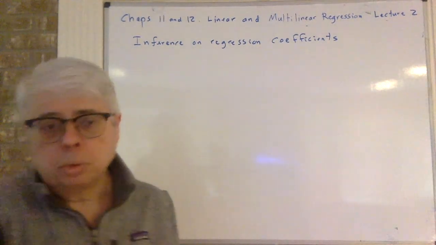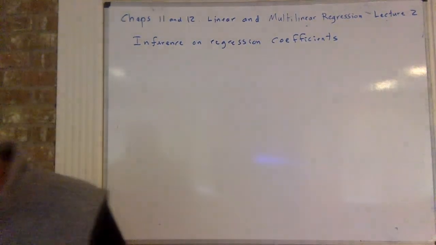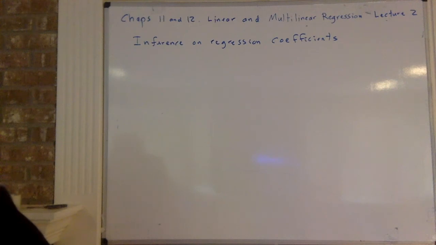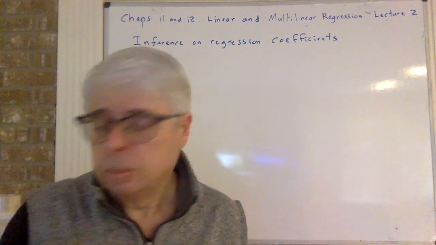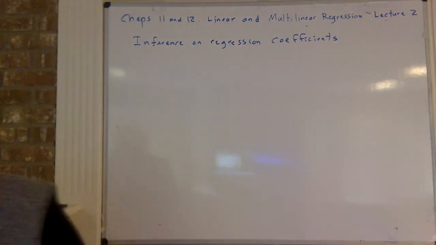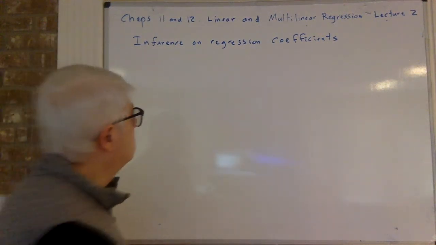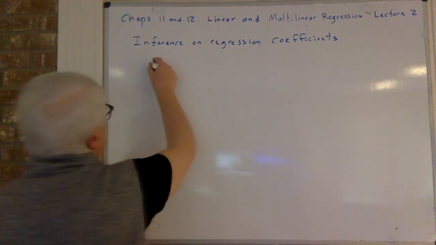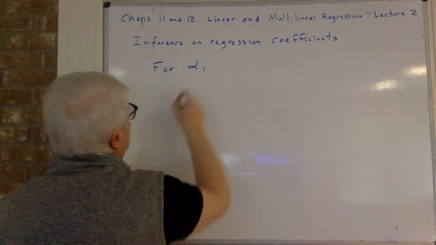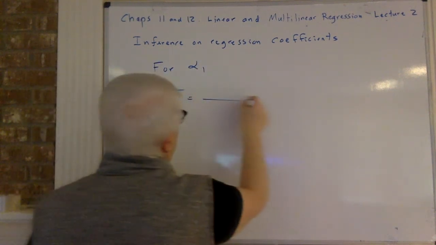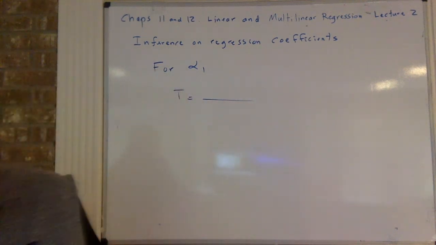And I'm not going to give you... okay, so this is, we are using a t-distribution here. This is for alpha 1, so we use the t-distribution, and that is in fact this.